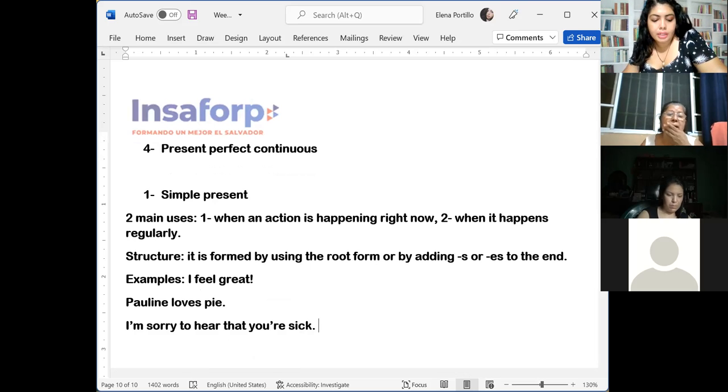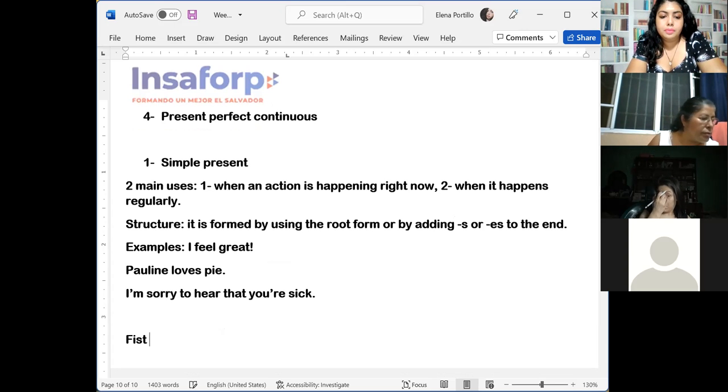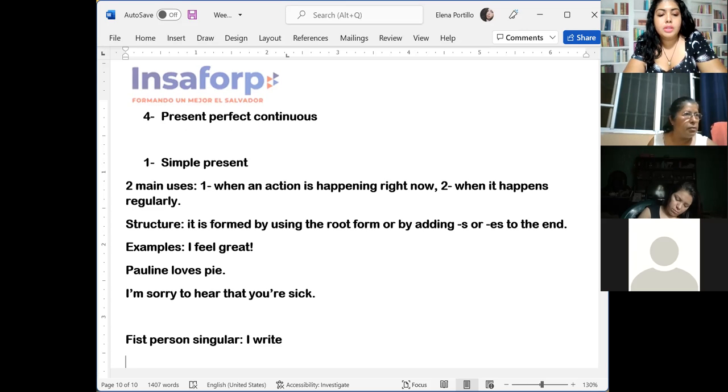And it says typically when we want to describe a temporary action that is currently in progress, we use the present continuous, but we are going to learn about that after. So how to form the simple present? In the simple present, most regular verbs use the root form except in third person singular, which ends in S. So we have this one, first person singular. And it says, I write. Second person singular.